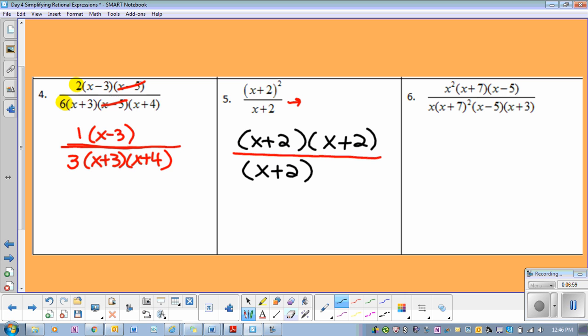So what can we cross out here? X plus 2, just one of them. So then you have just x plus 2 left there. You can't cross out everything, because then you have 1 x plus 2. One per factor. It's like 4 divided by 2.